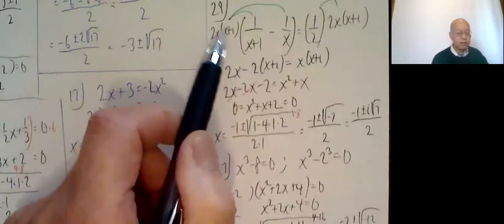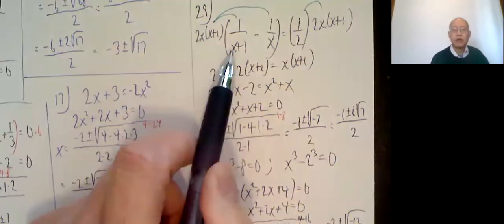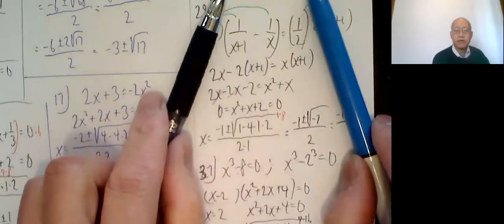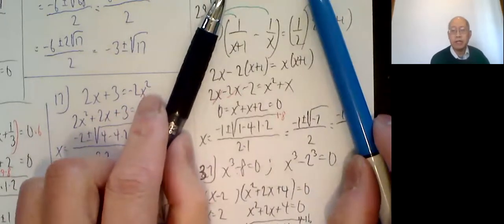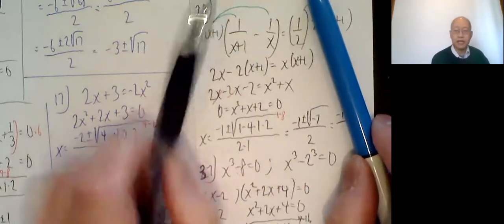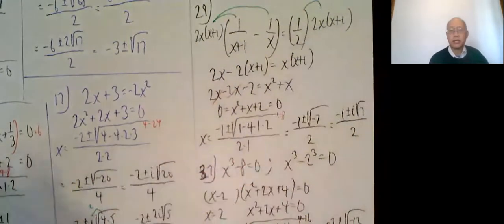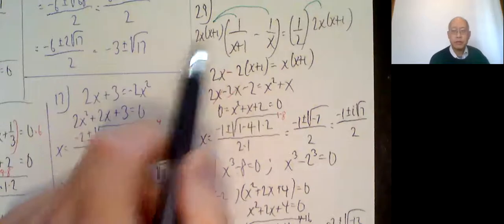Okay, now we have a much harder problem, number 29. 1 over x plus 1, minus 1 over x, equals 1 over 2. Too many fractions, so multiply both sides by the common denominator, which is just putting everything together: 2x, x plus 1. 2x, x plus 1, 2x, x plus 1. Distribute.